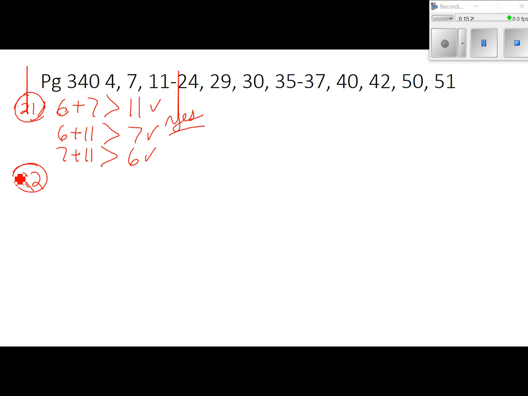22, they give us 3, 6, and 9. If you can figure out that one of them's not going to work, then do that one first, because then that's all the work you have to do. In this case, 3 plus 6 should be greater than 9, and it's not. So no, this one cannot be a triangle. 3 plus 6 equals 9. It's not greater than.